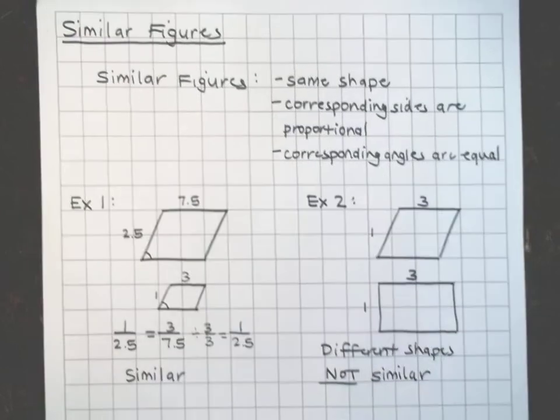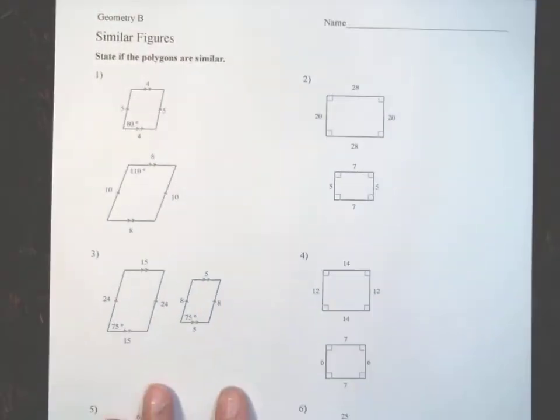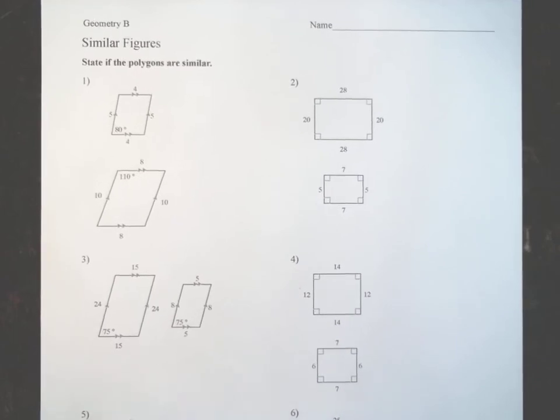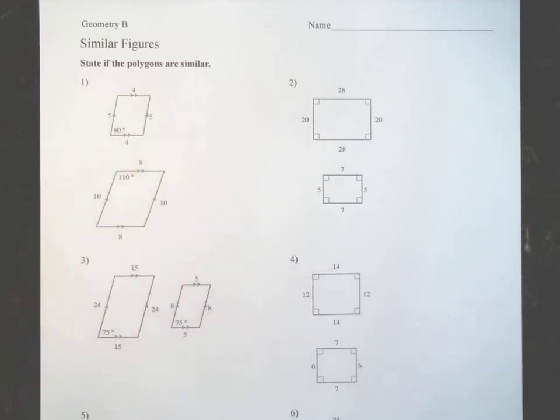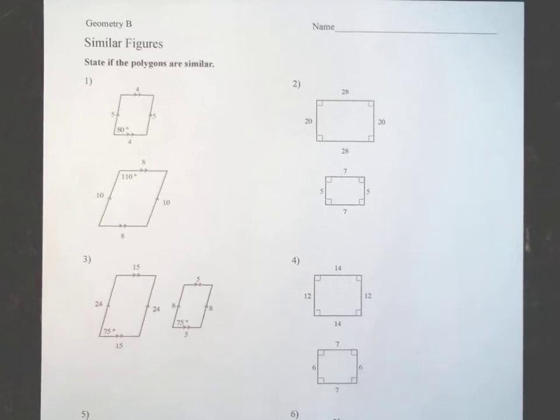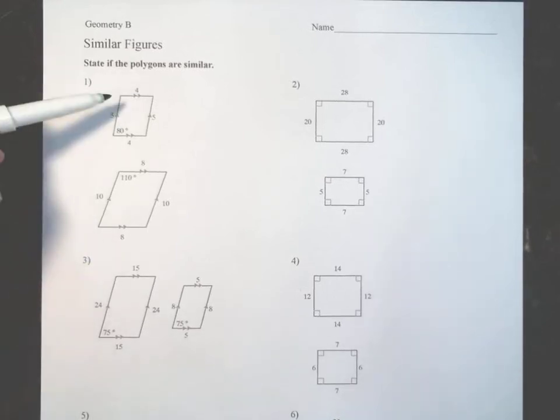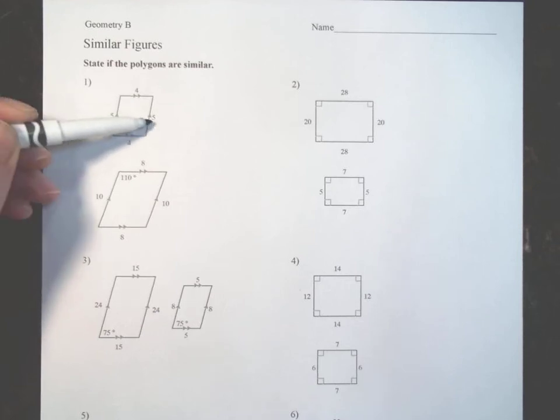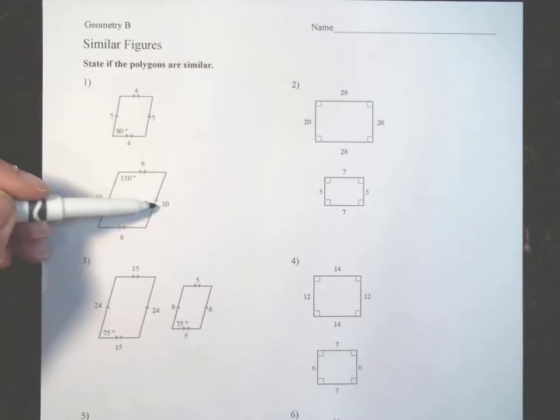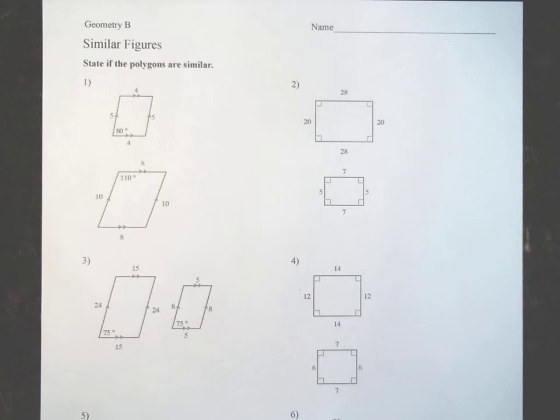Okay, so let's look at your assignment. We need to determine if the figures here are similar. So first, are they the same shape? Looks like they're both parallelograms, right? Because these two sides are parallel, these two sides are parallel. Same thing on this one. So that meets our first thing on the checklist.